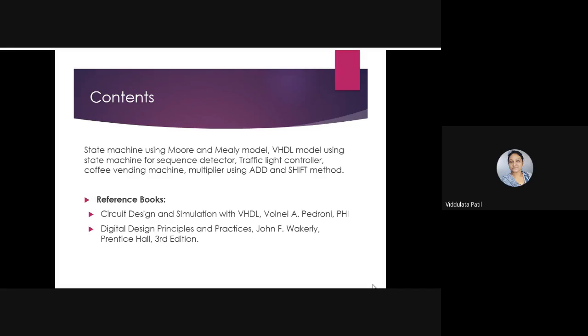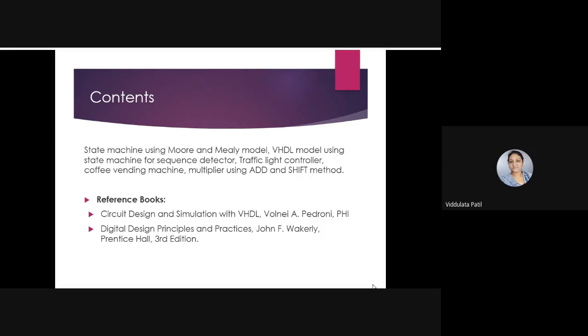Then VHDL model using state machine for sequence detector. Then traffic light controller, coffee vending machine, multiplier using add and shift method. So these are the contents that we are going to discuss in this unit.